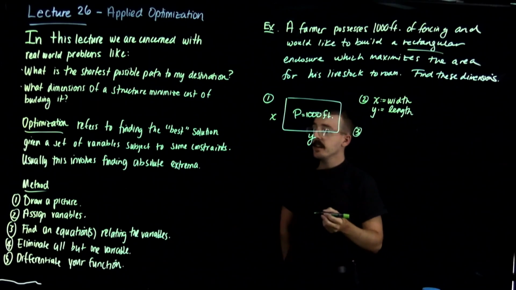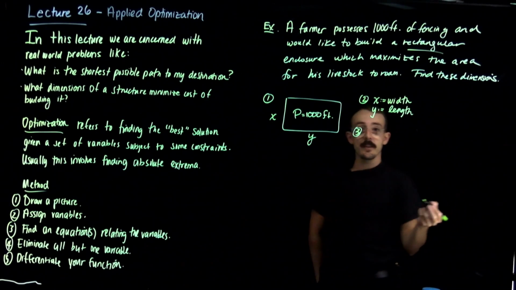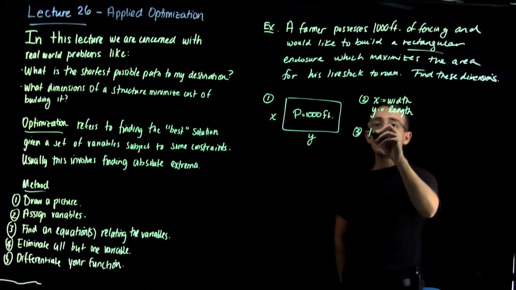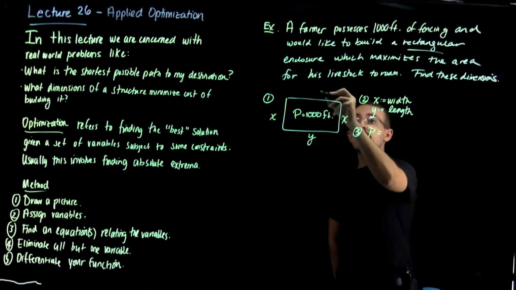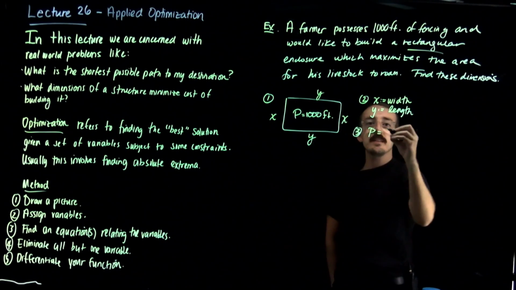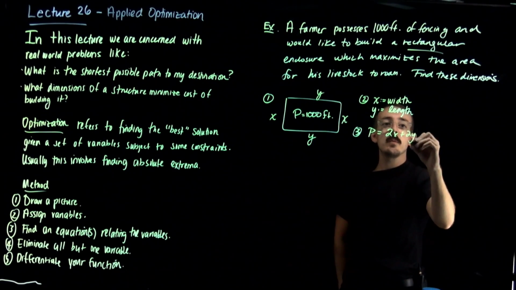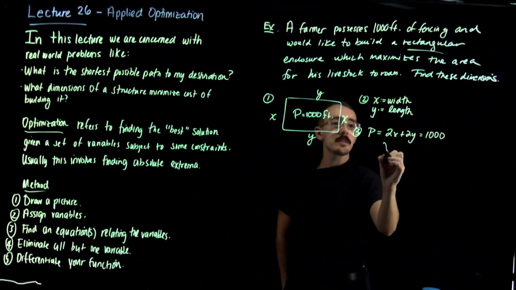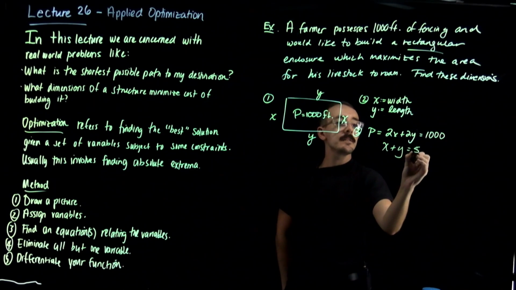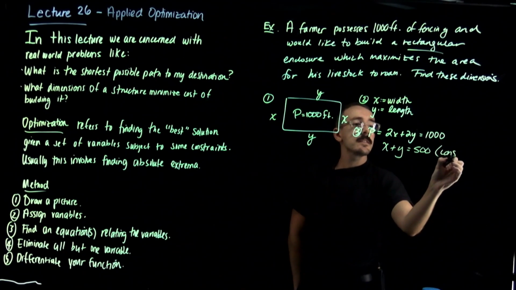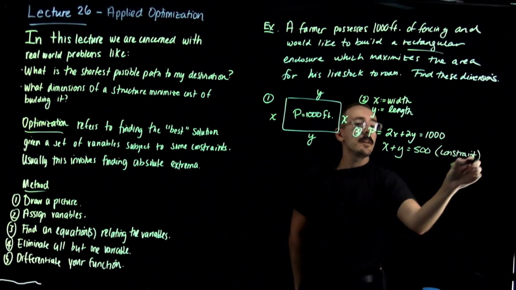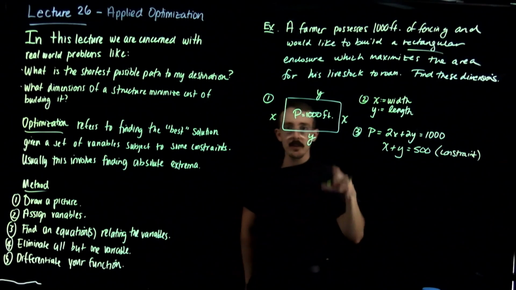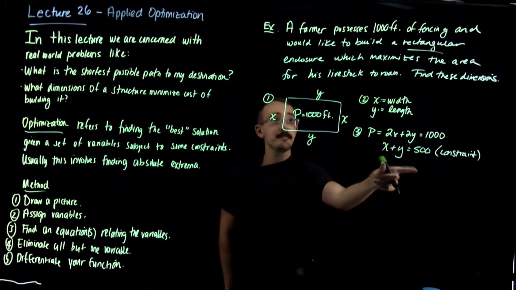For 3, I need to find some kind of equations relating the variables together. So I have the perimeter is 1,000. Perimeter is the distance all the way around, so that's 2 of these x's plus 2 of the y's, and I know that's 1,000. You can do even better with this and divide everything by 2. So x plus y is 500. And you can think of this as my constraint. My x and y are limited by this equation. So that's what I meant over here by some kind of constraint happening on the situation.